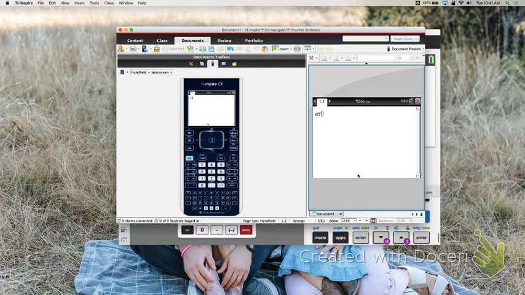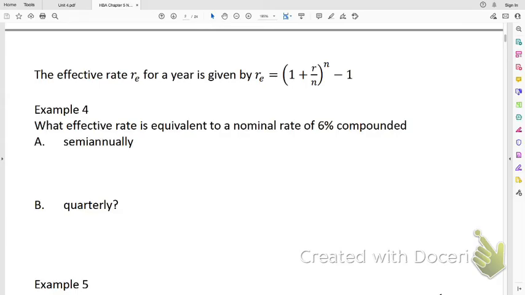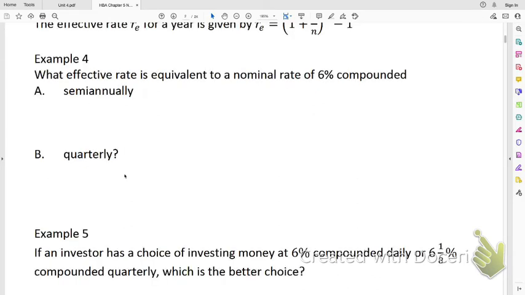You're also going to choose effective. So if I go back to my notes here, in example 4, it says what effective rate is equivalent to a nominal rate of 6% compounded semi-annually. So for both of you, when you type stuff in, you're going to use the effective command because you're trying to change it into an effective rate. You are going to first type the number of times compounded per year. So this semi-annually would be what? 2.